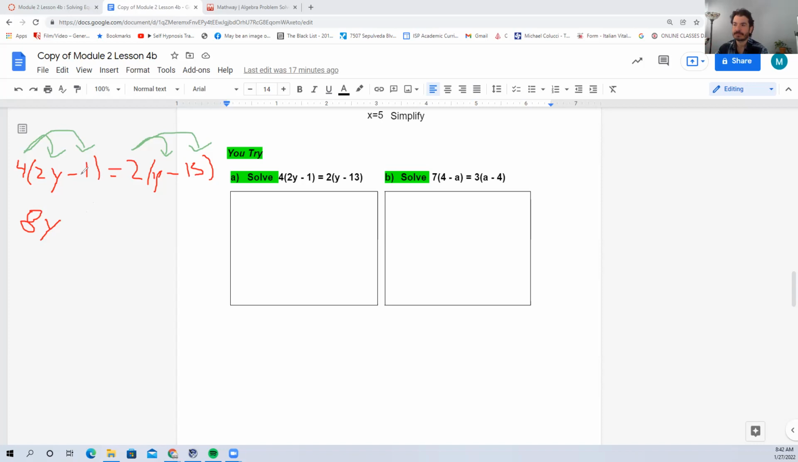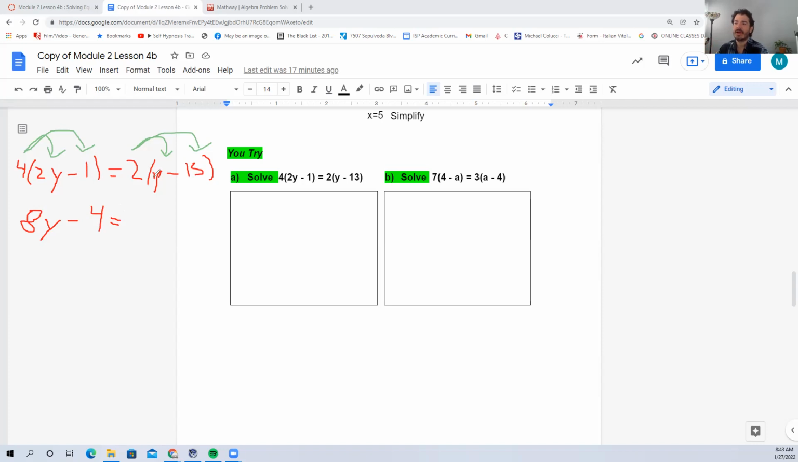So 4 times 1, and the operator goes with us, is 4. If you want to think of this as adding the opposite, you can, plus a -4. Sometimes that makes the multiplication a little bit more clear.